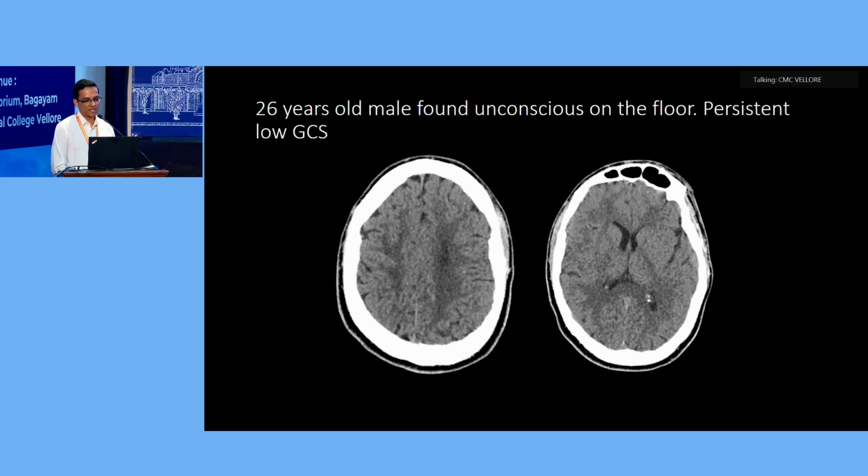This is my last case, a 26-year-old male found unconscious on the floor, persistent low GCS. Anyone? Any obvious abnormality here? So nothing remarkable. We may say that maybe there's a little bit of hypodensity in the centrum semiovale, but no edema, there's no hydrocephalus, there's no midline shift, nothing to explain the low sensorium.